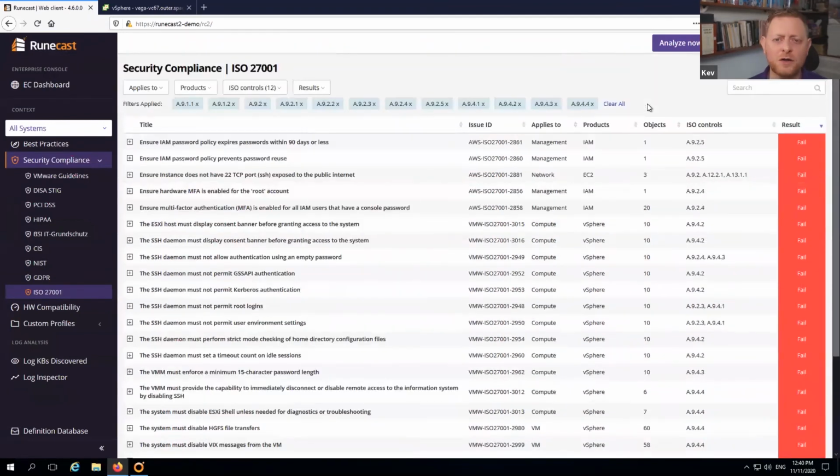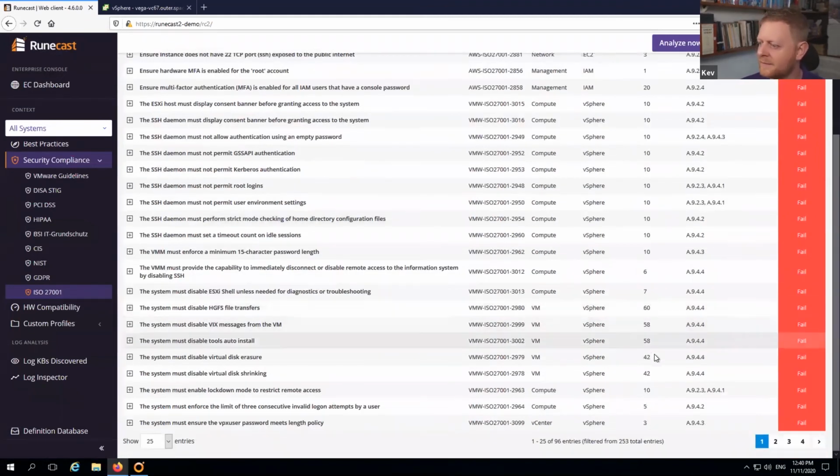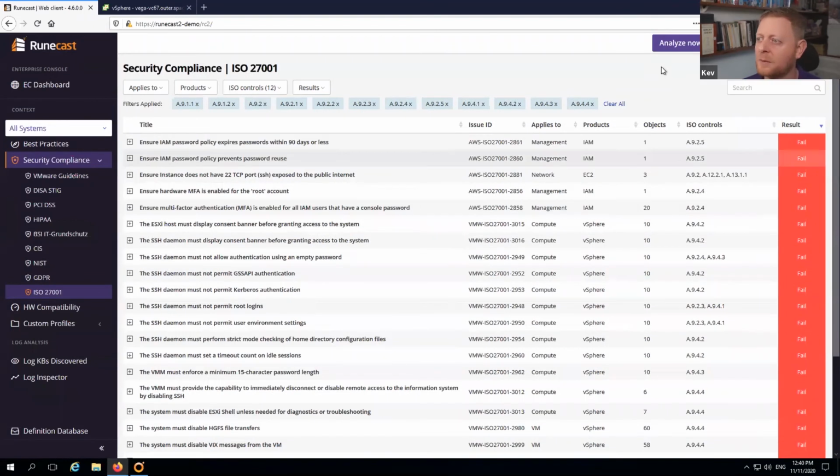So if your auditors want to see all of the information that's relevant to those specific controls, great. You can bring them in here. You can show them the Runecast Analyzer console. Also, you can kick out a report showing them what the findings are that are going to be relevant to those environments. Because we've got quite a lot of findings, quite a lot of objects affected here, 60, 58, 58, this is just going to take a couple of moments to generate this report. But once this report is generated, you can send that across to your auditors.